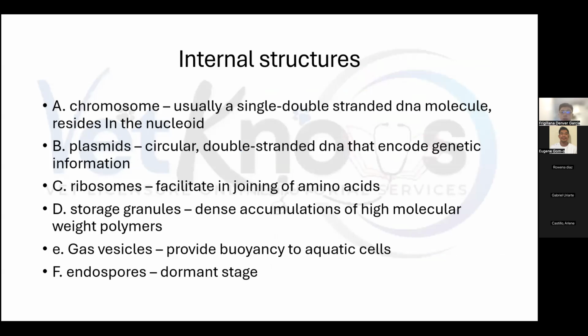The chromosome, as we said earlier, is stored in the nucleoid instead of a nucleus. It is not membrane-bound. Then, we have plasmids. They encode genetic information. Ribosomes are involved in amino acid synthesis. Then storage granules, gas vesicles, and endospores, which is the dormant stage of a bacterial species. There are only two bacterial genera that produce endospores of veterinary importance: Bacillus and Clostridium.